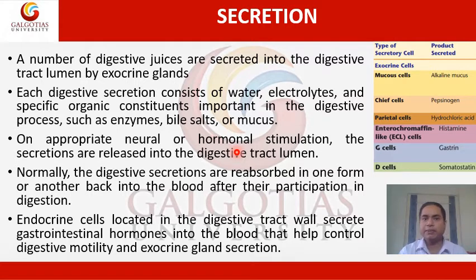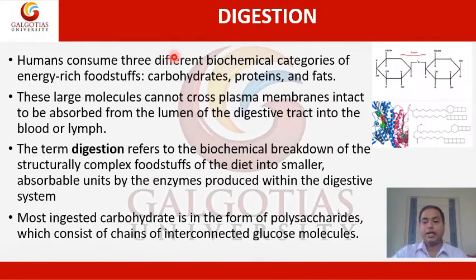After their participation in the digestion, endocrine cells located in the digestive tract wall secrete gastrointestinal hormones into the blood that help control digestive motility and exocrine gland secretion. Another basic digestive process is digestion, and humans consume three different biochemical categories of energy rich foodstuff: carbohydrate, protein and fat. These large molecules cannot cross the plasma membrane intact to be absorbed from the lumen of the digestive tract into the blood or lymph.